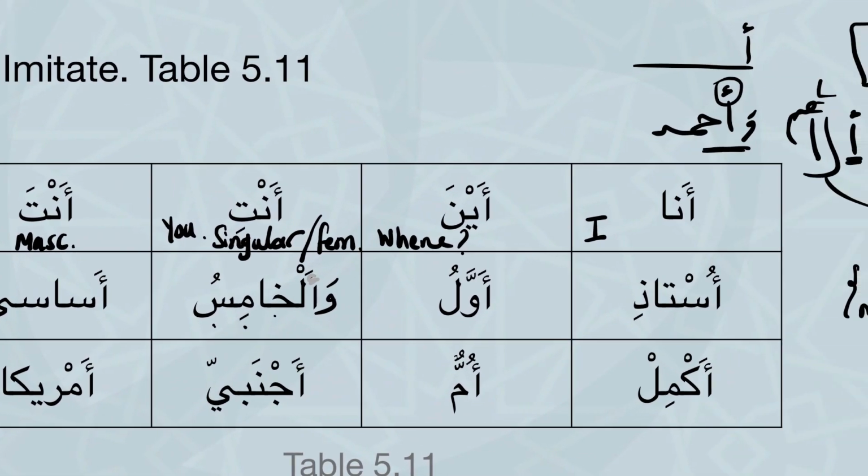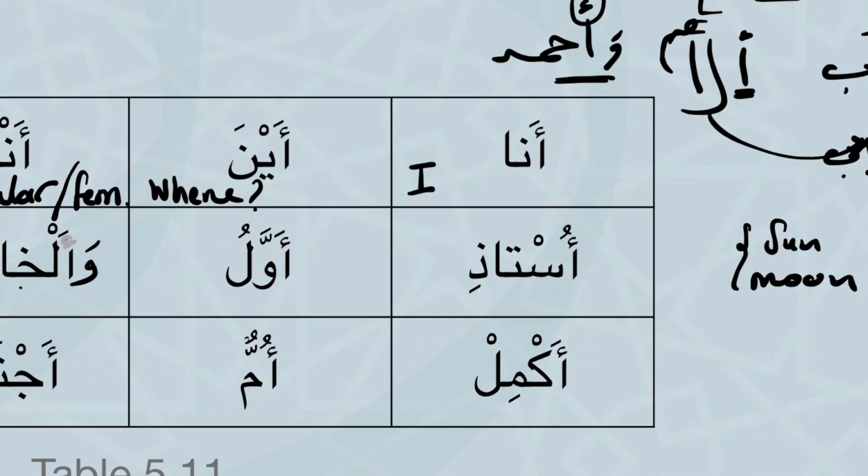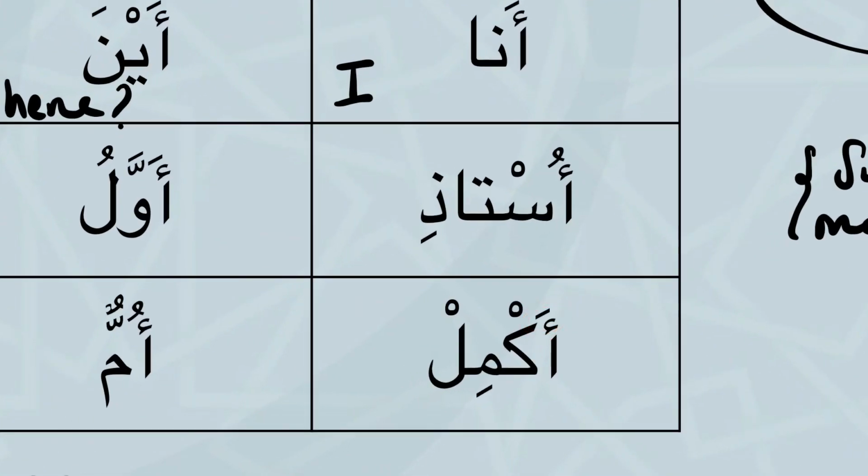Here the hamza is on the alif. Sorry, the fatha is on the hamza, and the kaf is sakin, has sukun. The mim has kasra, and the lam has sukun. So it's akmil. Continue. This is an order. This is basically what we call an imperative. It's like a command. Akmil. Continue.